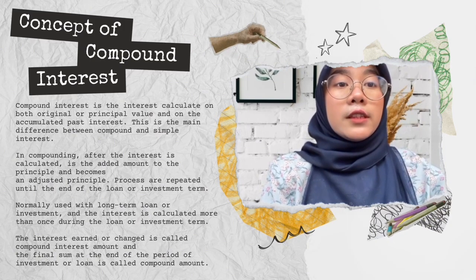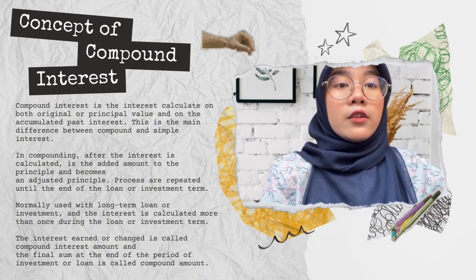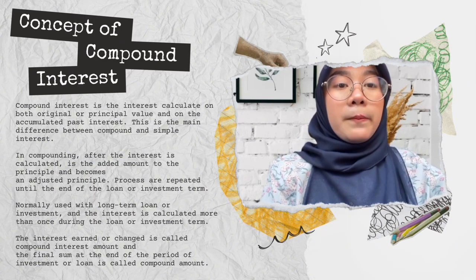It is normally used with long-term loans or investments, and the interest is calculated more than once during the loan or investment term. The interest earned or charged is called the compound interest amount, and the final sum at the end of the period of investment or loan is called the compound amount.